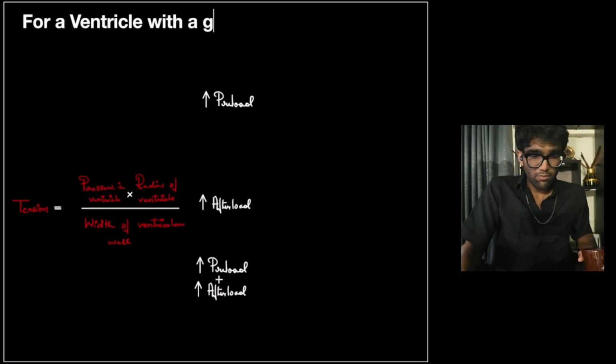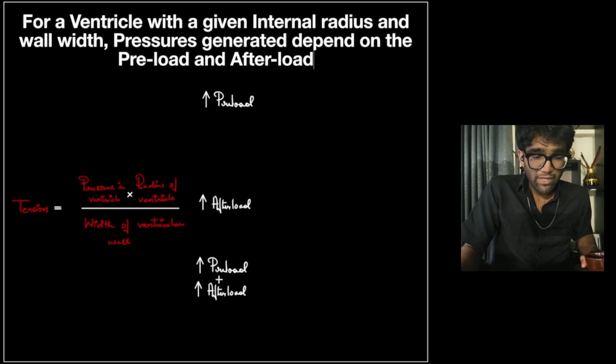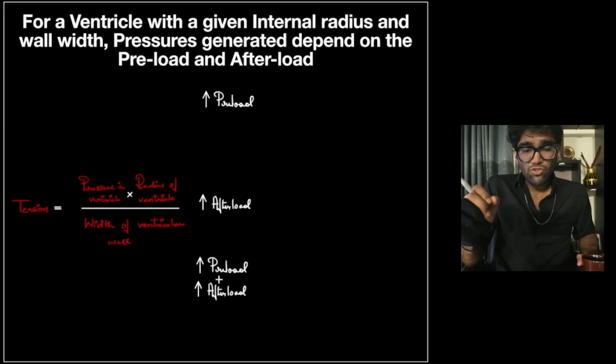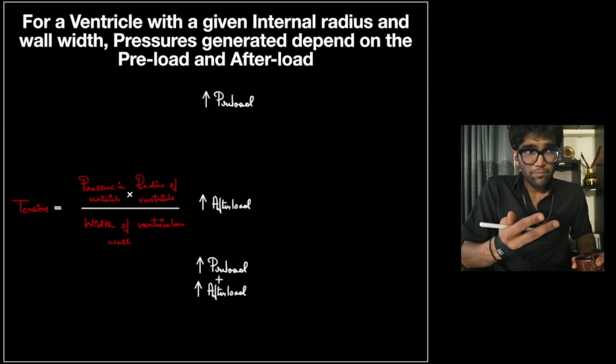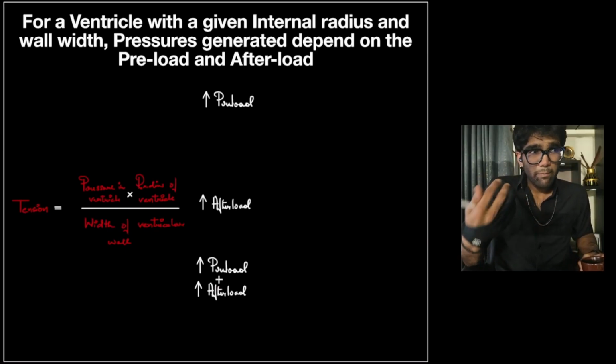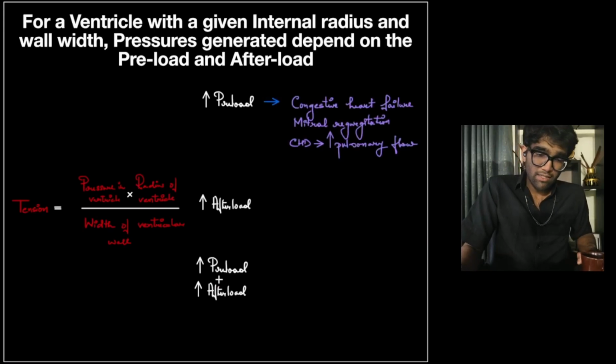Now let's just talk about this in a little bit more detail. For a ventricle that has a given internal radius and a given wall width, the pressure generated depends on 2 things. It depends on the afterload, okay, and it depends on the preload. The preload being how much volume, or how much is the LV end diastolic volume, and the afterload basically being the mean arterial pressure within the systemic circulation. Okay, so what might increase the preload?